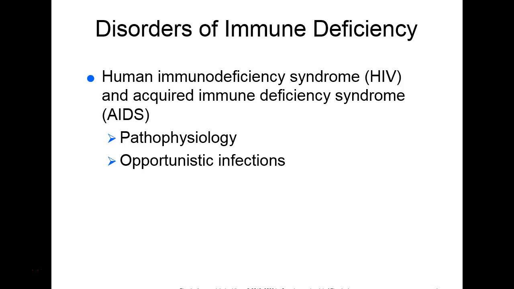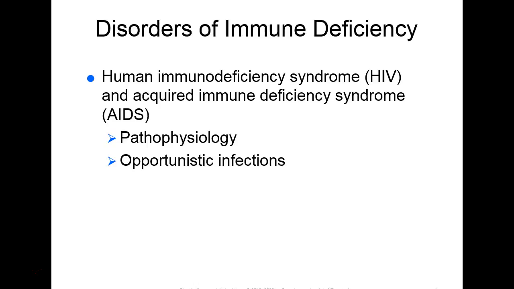HIV, or human immunodeficiency virus, is a blood-borne virus typically transmitted via sexual intercourse, shared intravenous drug paraphernalia, and mother-to-child transmission, which can occur during the birth process or during breastfeeding. HIV disease is caused by infection with the HIV-1 or HIV-2 virus.